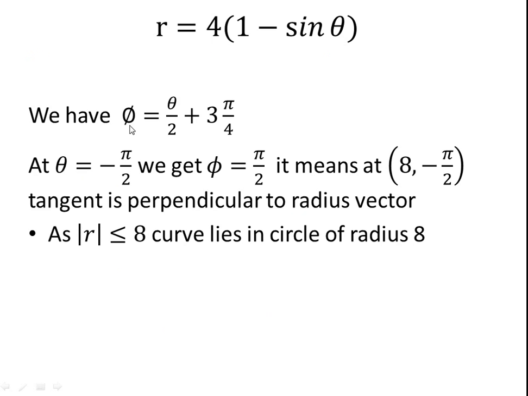Now we have a value of phi as this, where phi is the angle between the radius vector and the tangent vector. Now, in particular, if I put theta equal to minus pi by 2 in the equation of phi, I have phi equal to pi by 2. That is, the angle between the radius vector and the tangent is pi by 2. That is, the tangent is perpendicular to the radius vector.